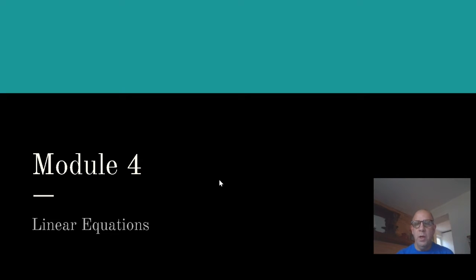We are skipping all the way to Module 4 because we think it'll be easier to teach during remote, where Module 2 will be, it's more of a hands-on thing. So this is linear equations. If you know anything about linear equations, if you remember from last year, the word line is in there. Linear equations are straight lines, okay?